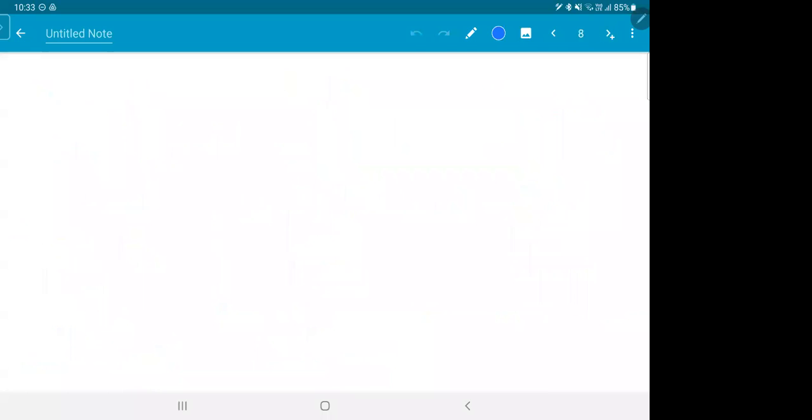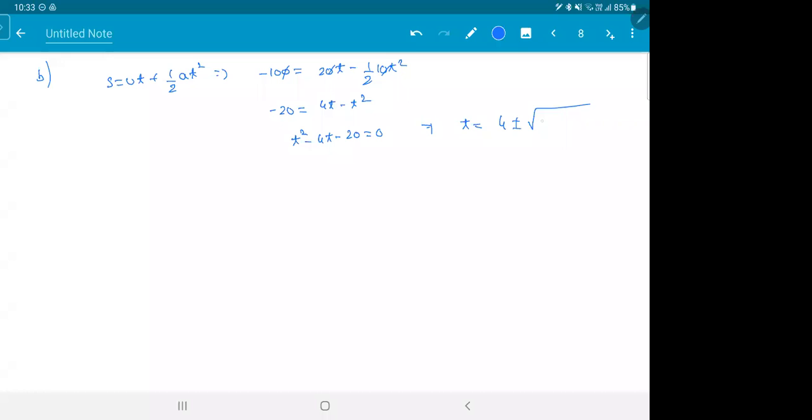Let's see the next one. For B, we're using S is ut plus half at square. That's minus 100 equals 20t minus half g, that is 10, t square. Multiply by 2. T square minus 4t minus 20 is 0. So we get roots equal to 4 plus minus root over b square, 16 plus 80, by 2. Take the positive root, so that will be 2 plus root 24, that is 96 by 4. Now 2 comes out, so that is 2 plus 2 root 6.